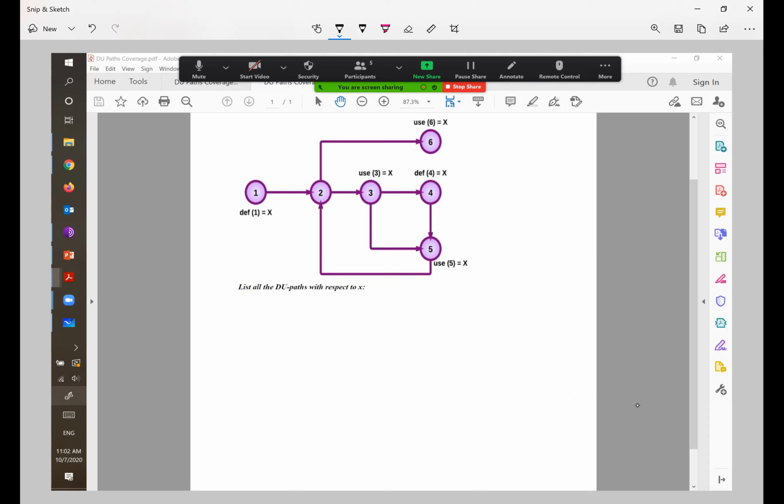All right. The second reminder that I'm going to give you as you're doing this exercise is that a DU path needs to be two things: simple and def-clear.